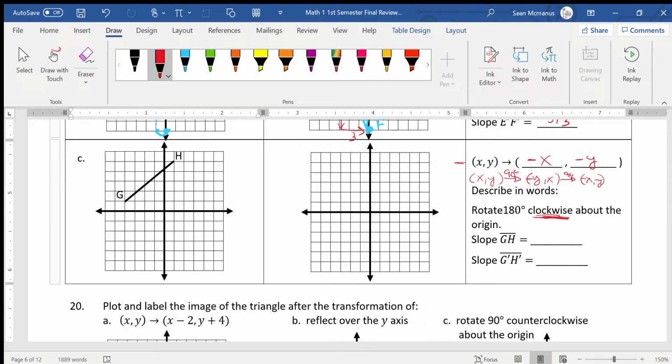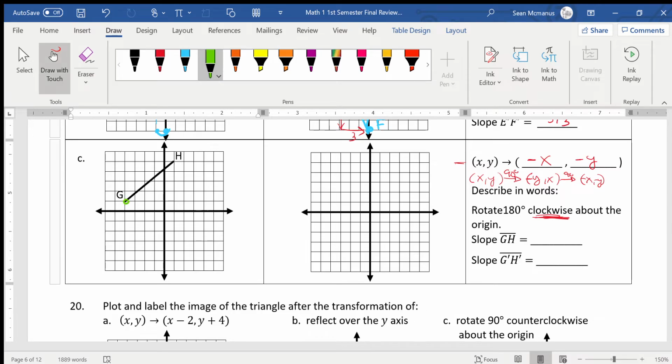If you're not sure what just went on there, then on the test, take the patty paper, trace GH and rotate it around the origin, right? Put your pencil right on the origin and flip it 180 degrees and see where it ends up. So let's actually plot the points first.